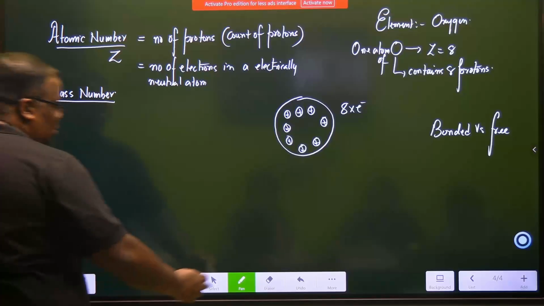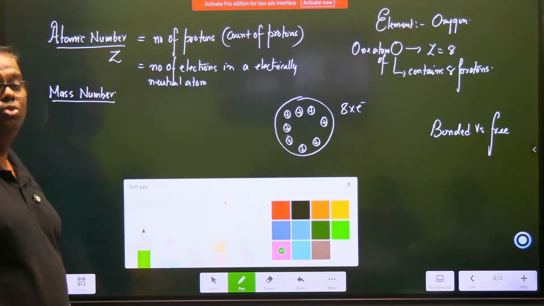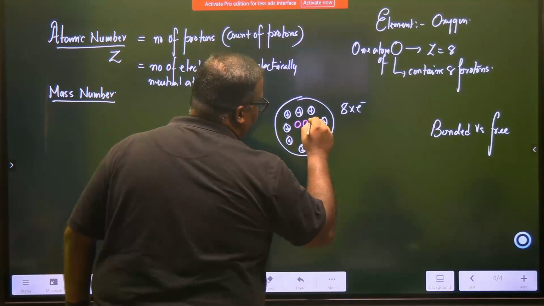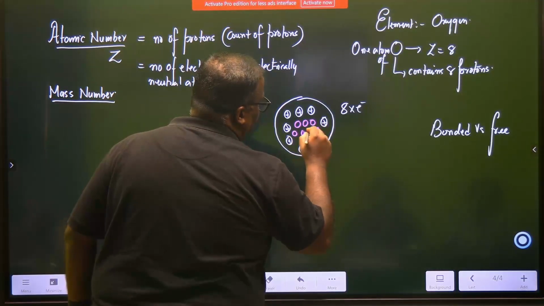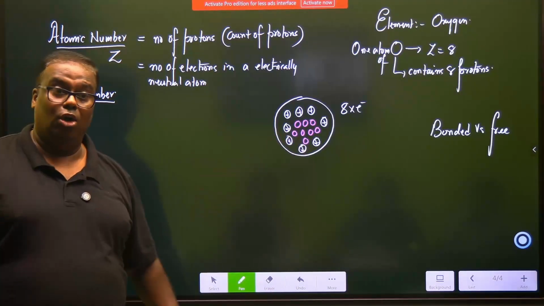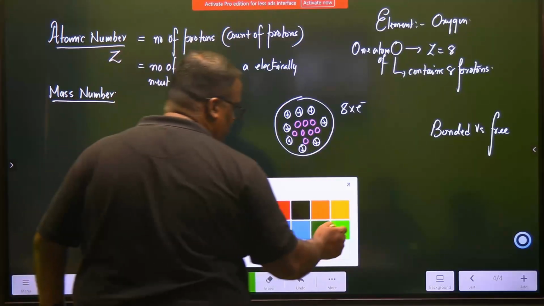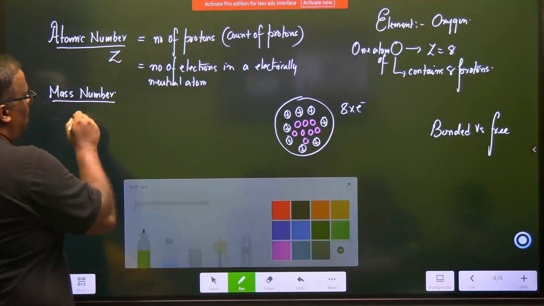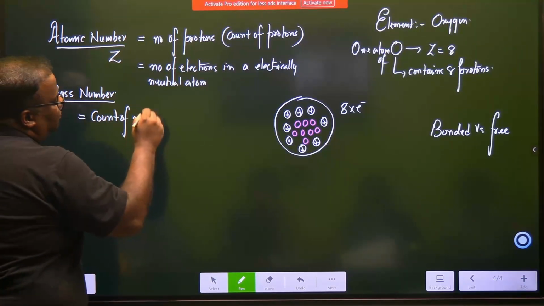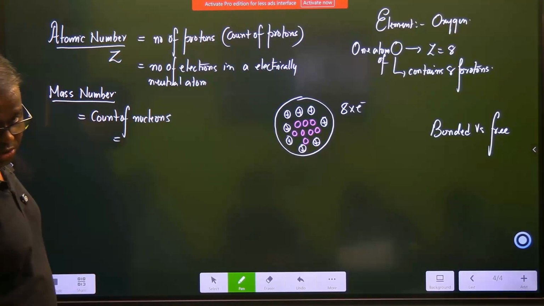Apart from this, we should also have what? We should also have another particle which is electrically neutral, which is known as neutrons, okay? So in oxygen, I know that I have got 8 neutrons. There are 8 neutrons. This is precisely an oxygen atom, 8 neutrons. Understood? So now I start my next measurement, which is known as mass number. The mass number is the count of nucleons, which is equal to, now more standard, okay?